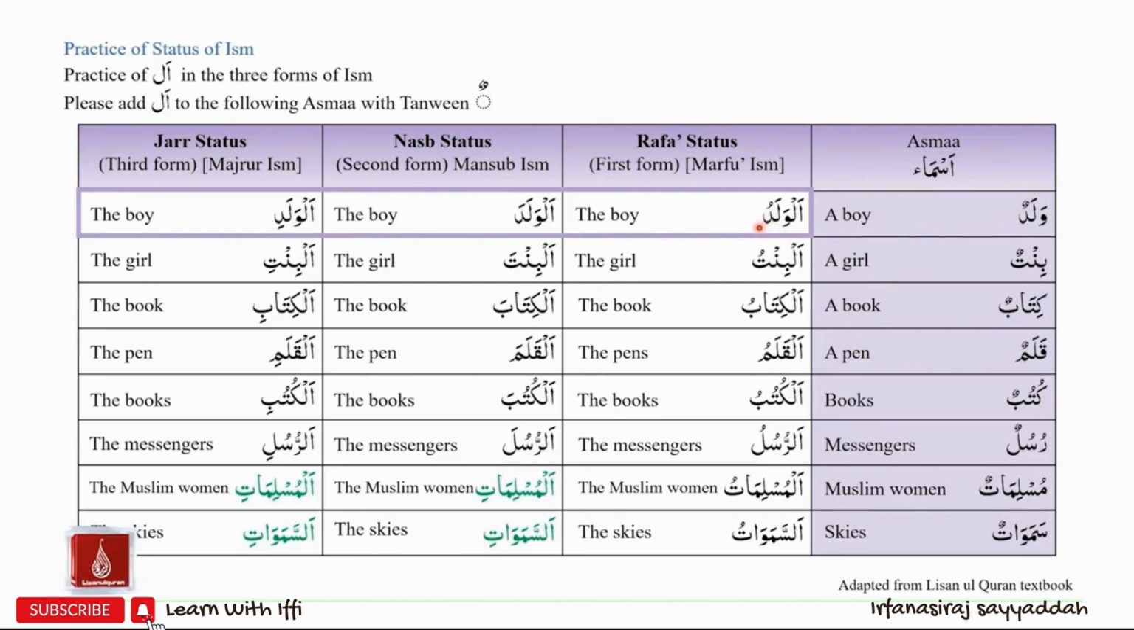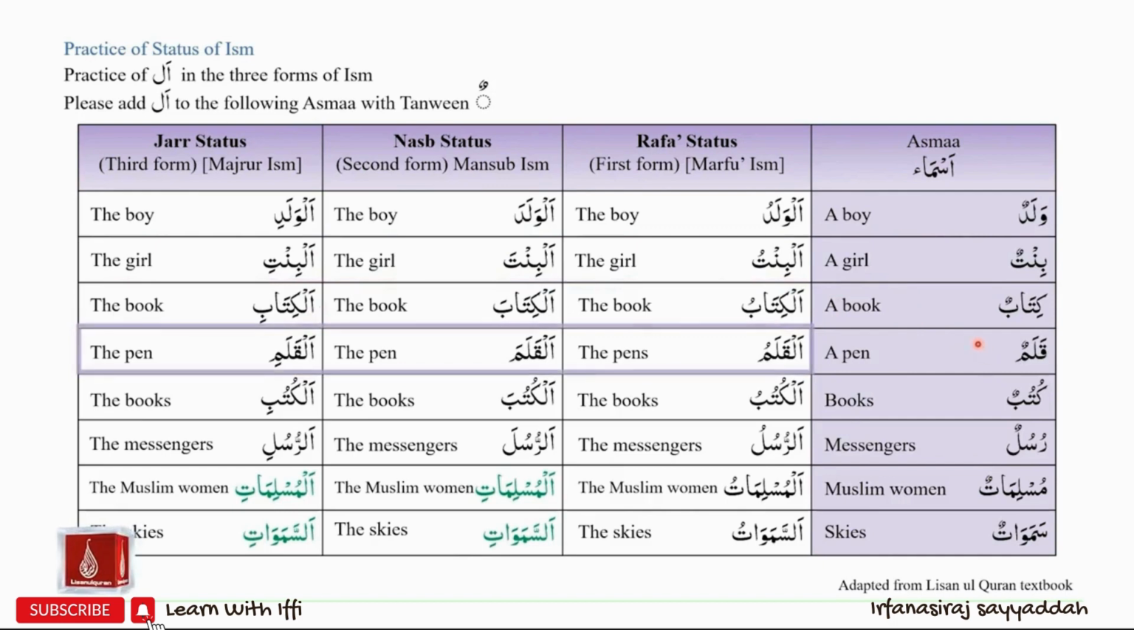Please also note that in the nasab status, we do not have an alif at the end of the ism because we do not have a double zabar. So there is no need to add an alif at the end of this ism. Bintun, al-bintu, al-binta, al-binti. Kitabun, al-kitabu, al-kitaba, al-kitabi.